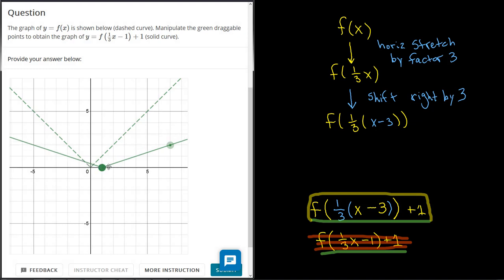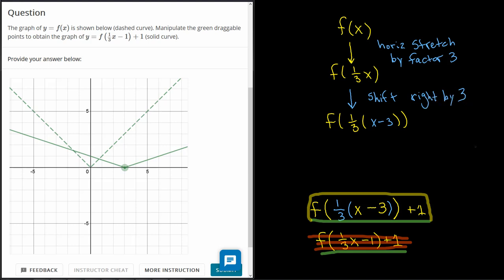So 1, 2, 3. I take the whole graph and shift right by 3. Oh, that's kind of weird. This dot went off the screen. Hopefully that won't be a problem. All right, so we shifted the whole function right by 3. Now what I'm looking at in the picture is the graph of this function right here. Okay, and now I think there's just one more step.